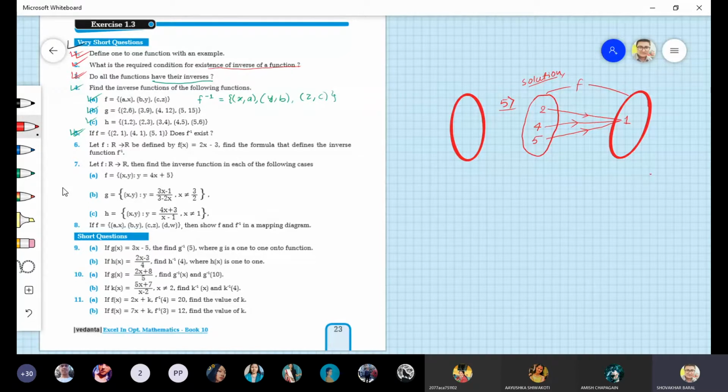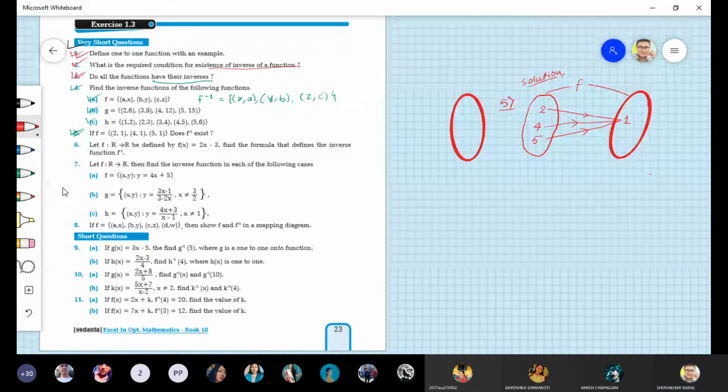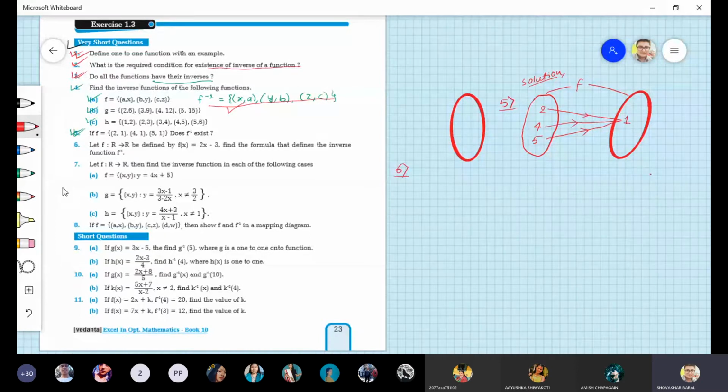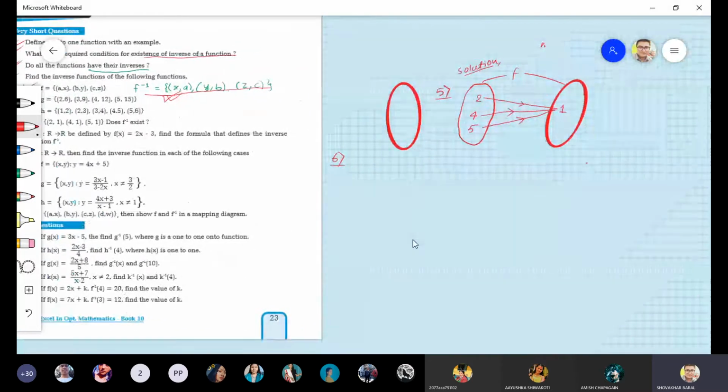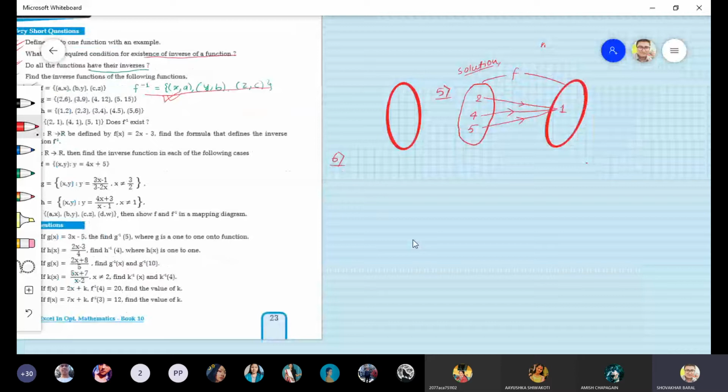Now let me go to question number 6. Let f from R to R be defined by f(x) = 2x - 3. Find the formula that defines the inverse function f inverse. I discussed these things in earlier classes also. Let me review these things again. Earlier we solved the inverse in question number 4a in ordered pair form. This was very easy. So let me do it in the form of algebraic terms also. When the algebraic terms are given, then let us solve this in some other way.